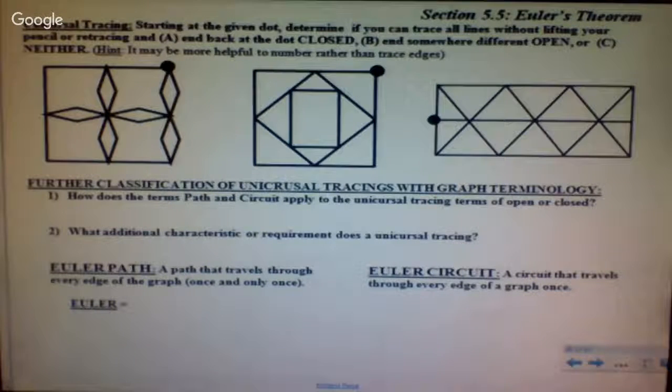You will have one that you will be able to make it back to the dot and cover every line. You should have one that you can cover every line, you just can't get back to your starting point. And there should be one that you just can't get to every line without crossing more than once. See if you can figure out which one is which.